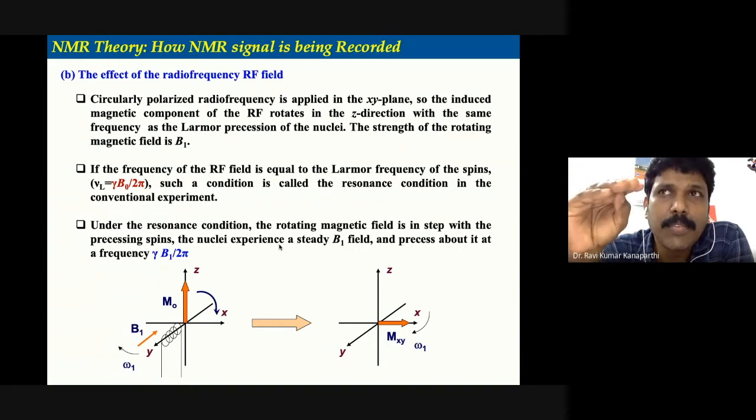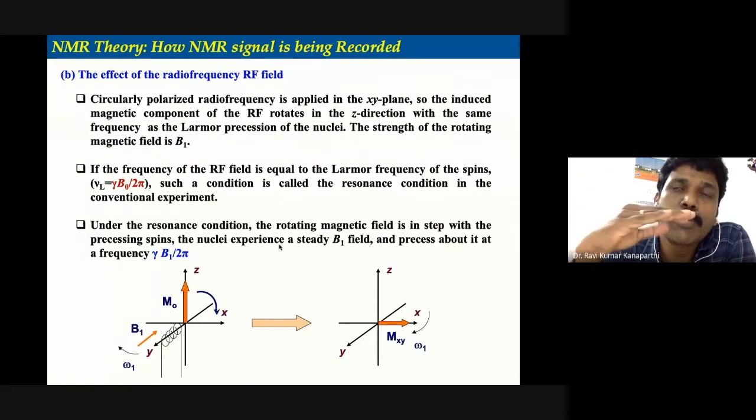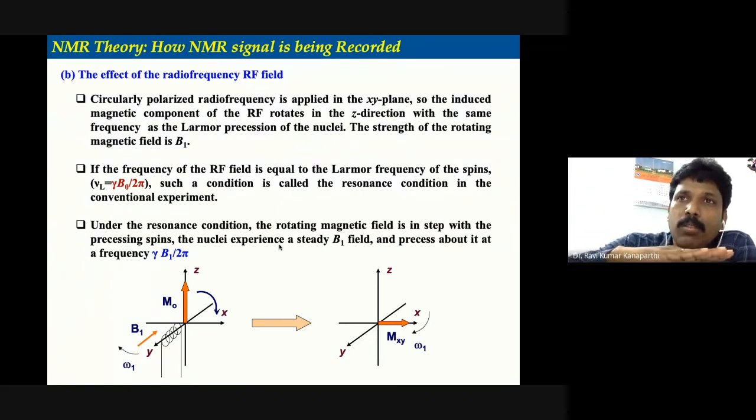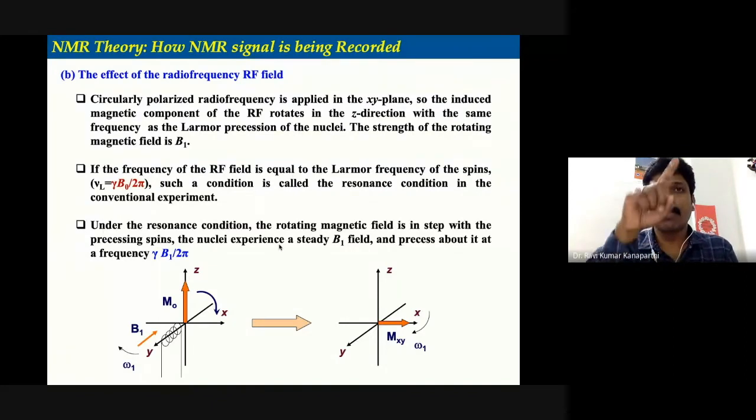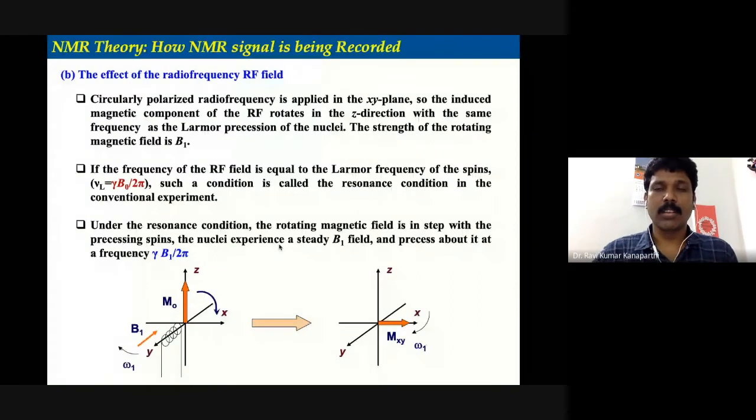So a polarized radio frequency is applied, and it's not just polarized but circularly polarized. Plane polarized is one thing: in normal light you have a parallel component and a perpendicular component, so there are two components. In the usual plane polarized light, one component is chopped off and one component remains, so it propagates only on a particular plane.